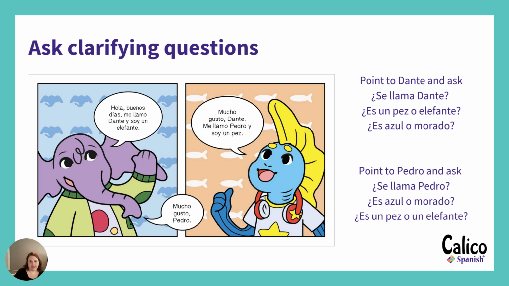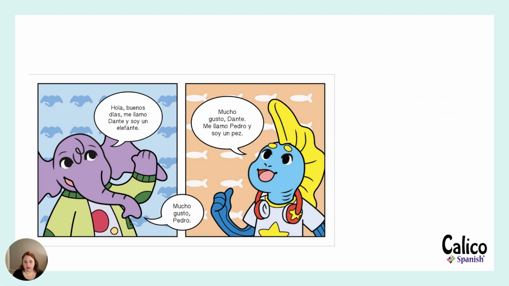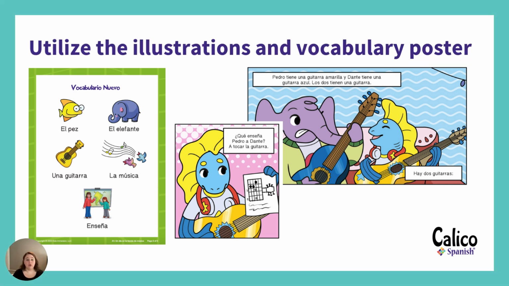So as you're doing that, you're able to see, okay, are learners understanding the words and then the context in which they appear? You can also do that by utilizing the illustrations and the vocabulary poster. So the vocabulary poster, those are the core words that we want you to circle or to repeat and make sure learners are acquiring, okay? So we have pez and elefante, okay? Una guitarra, la música, and enseña, okay?